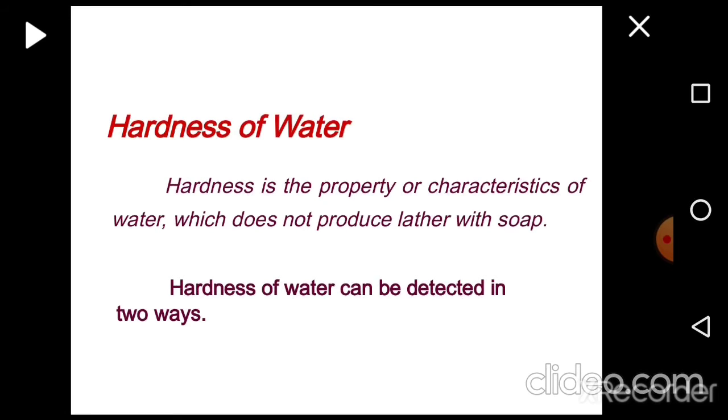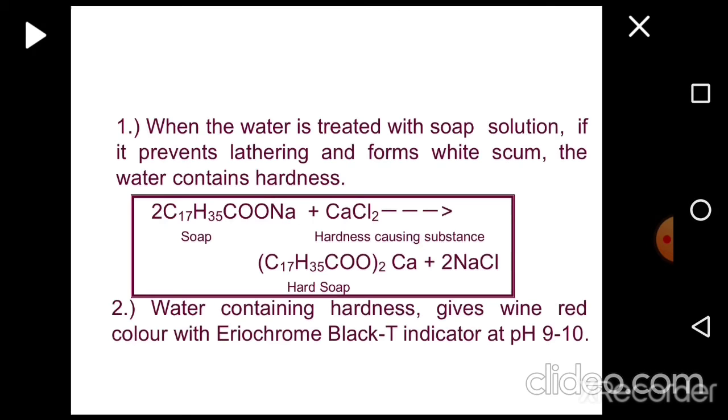The next one, hardness of water. Hardness of water is the property of water which does not produce lather with soap solution. It can be detected in 2 ways. In the first method, the hard water is treated with soap solution and it produces scum. In the second method, the water containing hardness gives a wine red color with Eriochrome Black T indicator, maintaining the pH range 9 to 10.